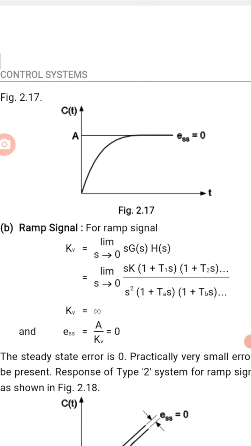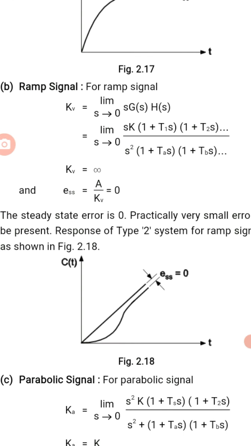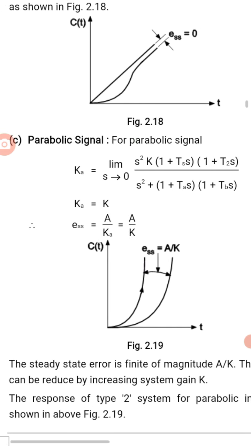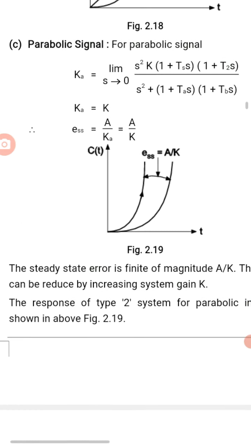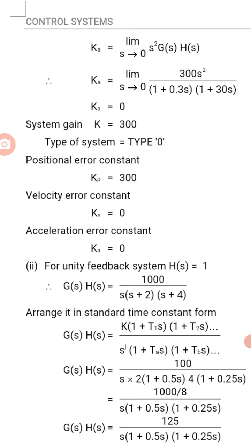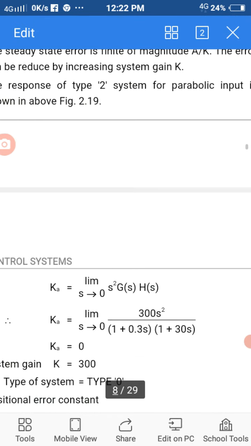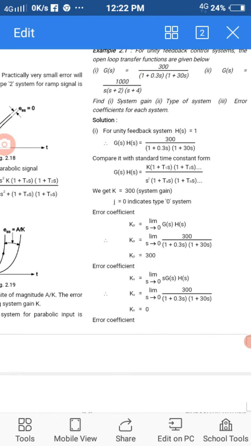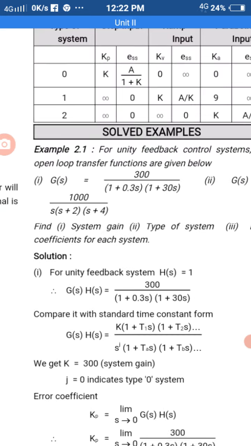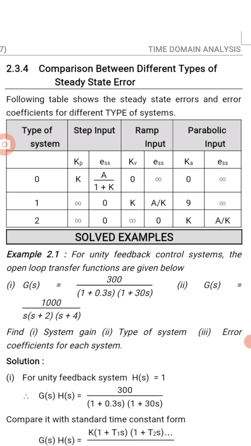For a ramp signal, ESS is equal to 0, and for a parabolic signal ESS is given by A upon K, a certain constant.